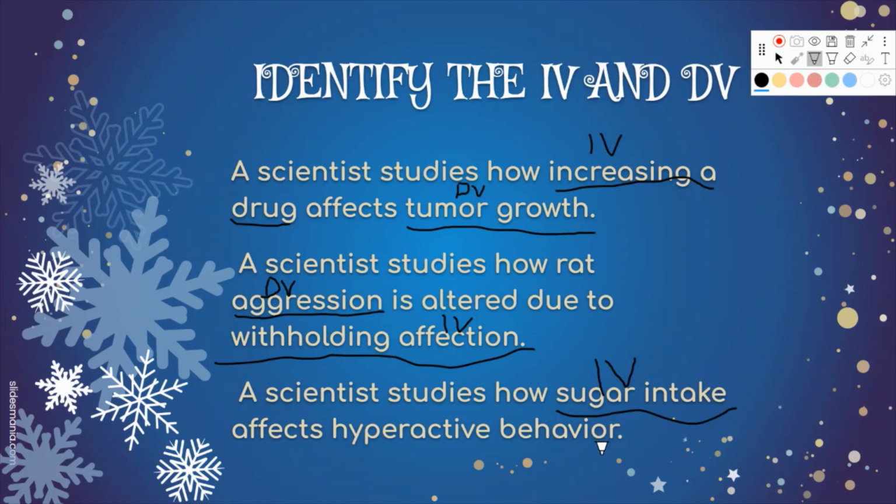And what is it that they're trying to measure that is being affected by this? In this case, it is hyperactive behavior, right? Usually what happens is the more sugar a subject gets, the more hyperactive it becomes. So they're measuring hyperactivity levels, and this is the dependent variable.